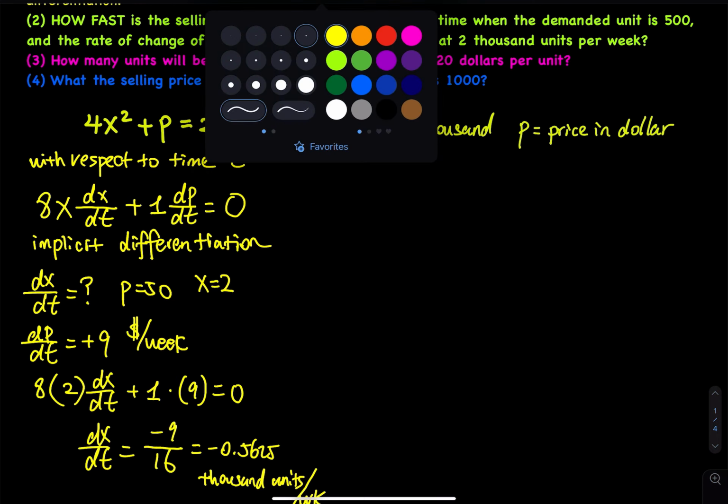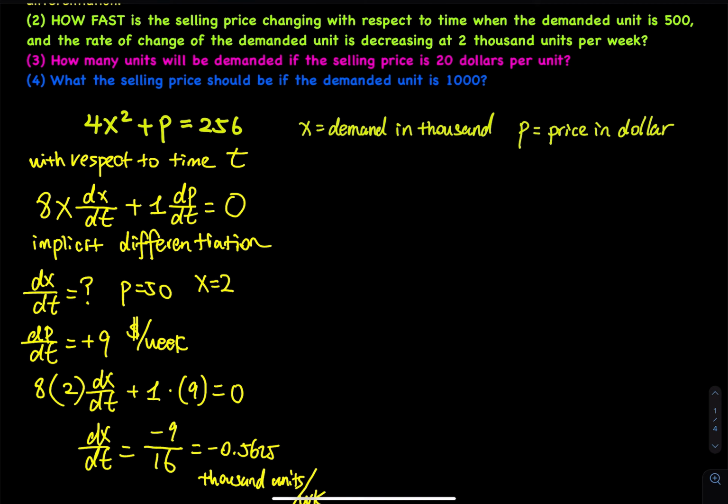So let me change to another color. We have the given equation, and then we take the derivative on both sides with respect to time using implicit differentiation. So you bring the 2 down, so 4 times 2 is 8. And then x with respect to time, then we have a dx/dt. And then the derivative of p is equal to 1 with respect to time, then we have a dp/dt. The derivative of 256 is equal to 0.